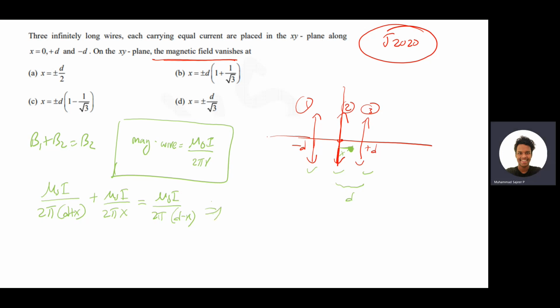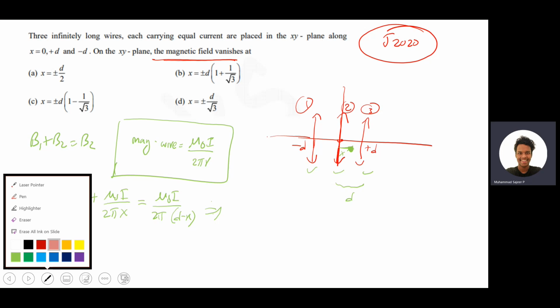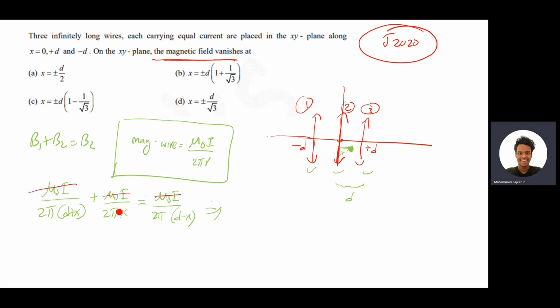So mu 0 is common, I is common, and 2 pi is common, so you can cut everything. Then you can write it like this: 1 by d plus x plus 1 by x equal to 1 by d minus x. So now you have to solve this and find out what x is. Easy. How will you do that? You just do it as x plus d plus x divided by x into d plus x equal to 1 by d minus x.